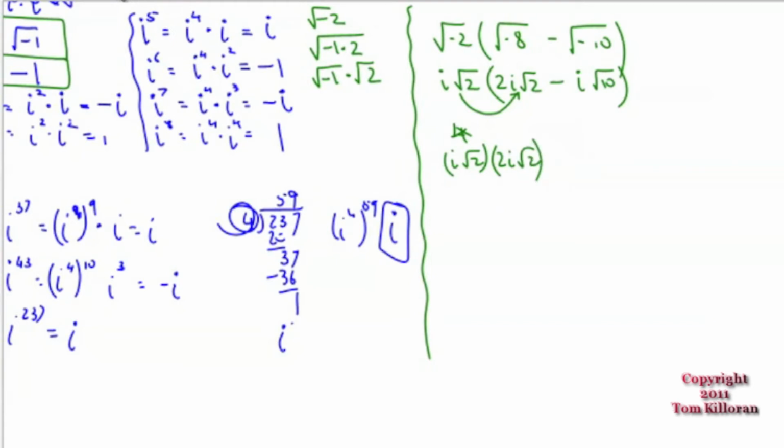Let's just write it all out. i square root of 2 times 2i square root of 2. And then this one times this one is going to be minus i square root of 2 times i square root of 10. You need to see all the pieces. I think it's just the i's that are throwing you. If this was just square root of 2 times 2 square root of 2, you'd all be like, oh, that's 4. But right now you're not seeing it. So, let's just do it piece by piece. 2i squared times 2. It's square root of 2 times square root of 2, which is 2. That's 4i squared. We'll get to that in a second.